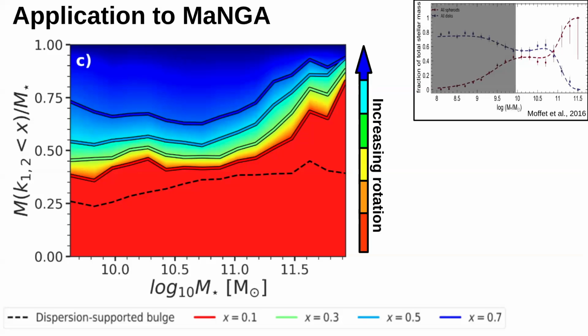The amount of mass in structures with intermediate rotational support is not zero, it's not negligible, but it is quite small. And also, we observe again an increase in the dispersion supported mass fraction above 10 to the 11 solar masses. But compared to what we saw before, in terms of numbers, we never reach 100% of the mass budget in dispersion-supported galaxies. The reason for that comes from the fact that they assume a decomposition based on morphology.